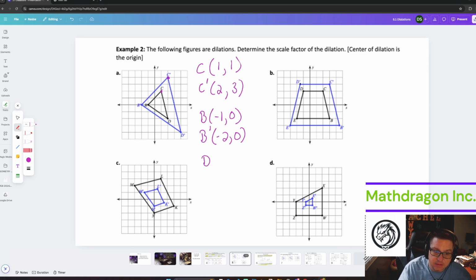Let's look at D. It is 1, 2, and 2, negative 2. And D prime becomes 1, 2, 3, 4.